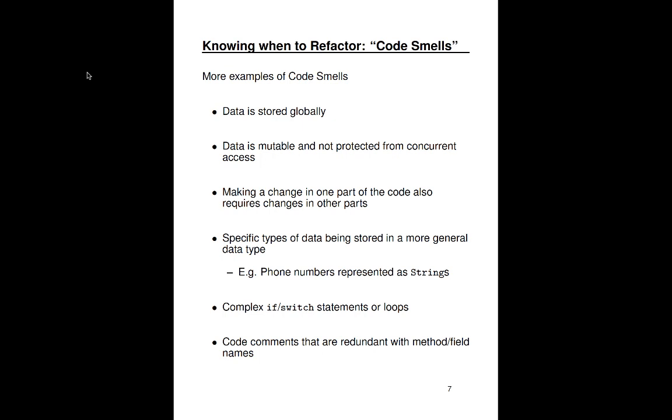That seems unrelated. When you see specific types of data being stored in a more general data type, like representing a phone number as a string instead of a phone number class, that might be an opportunity for refactoring to make the intent of your code more clear. Other smells are complex logic in an if or switch statement, or code comments that are redundant with the names of the program element that they're commenting on.